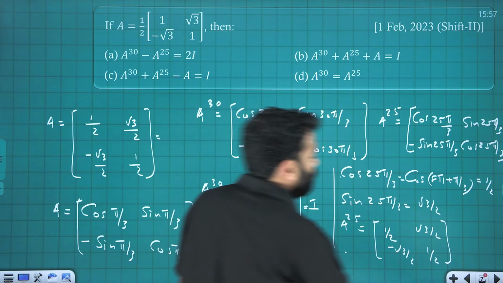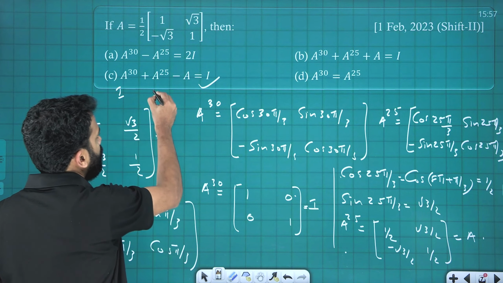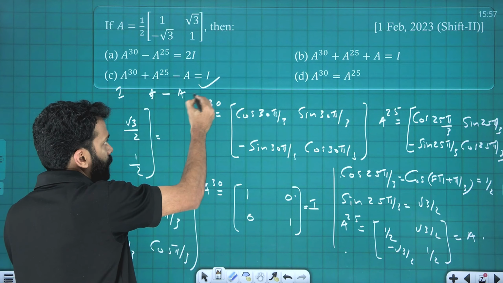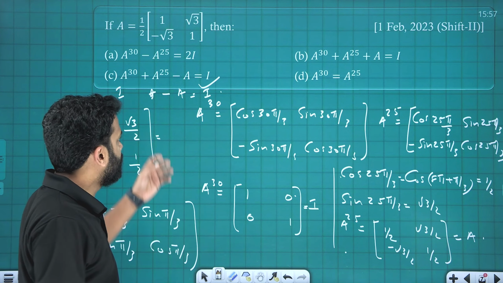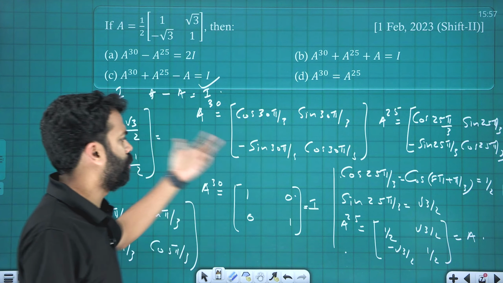Why? Because A raised to 30 is what? I. Substitute it, you will get I. And what about A raised to 25? That's A. Another A is here. Okay, A minus A will get cancelled to a null matrix, and which is equal to identity matrix. So basically LHS is equal to RHS. It's matching, so that will be the correct answer. Okay, easy one. Next one.